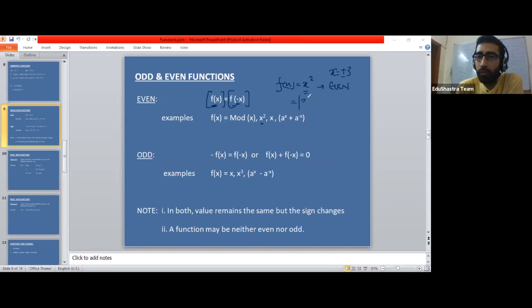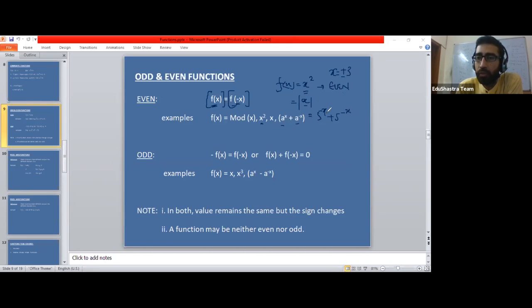Or f(x) equal to mod of x. Whether you take x to be plus or minus 3 or plus or minus 10, whatever value you take here, the output remains the same. Or this: a to the power x plus a to the power minus x. For example, this could have been 5 to the power x plus 5 to the power minus x. So this is my function.